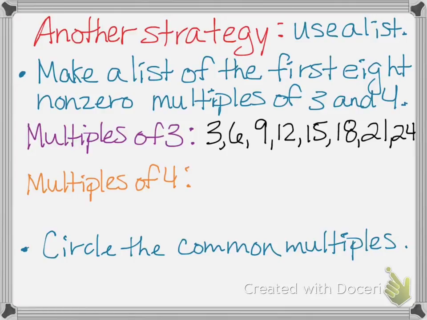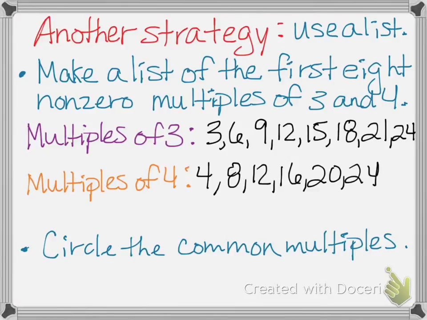24. Now let's list the multiples of 4. 4, 8, 12, 16, 20, 24. 1, 2, 3, 4, 5, 6. 4, 8, 12, 16, 20, 24, 28, 32.